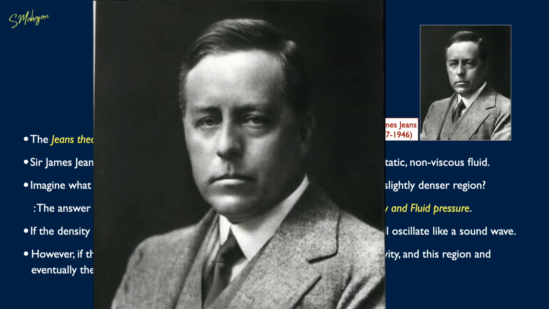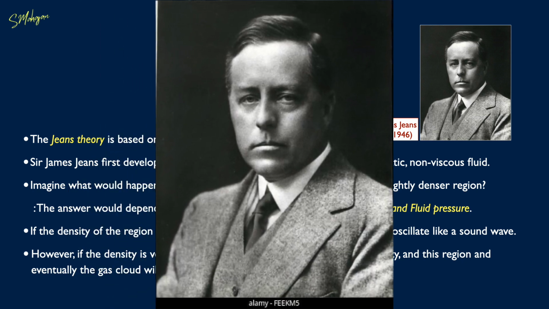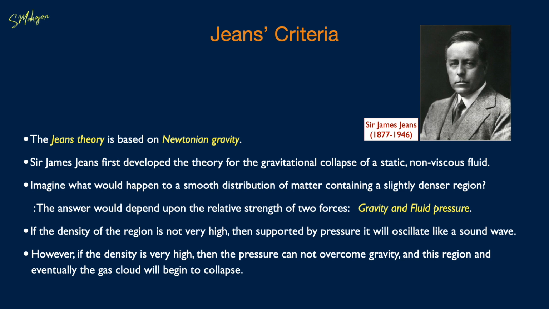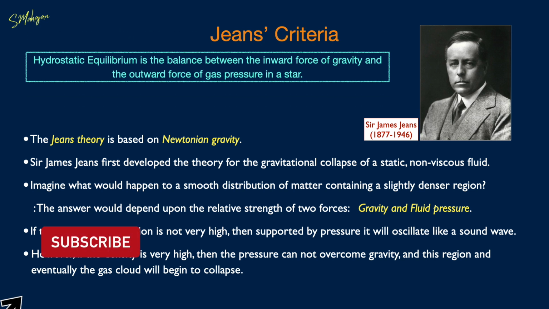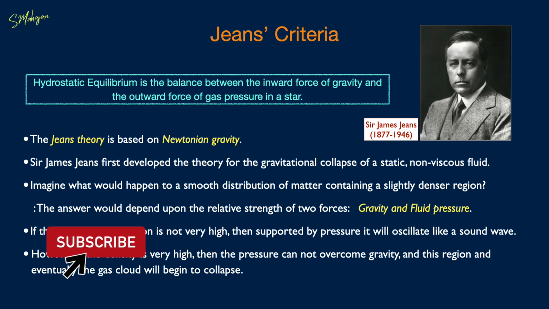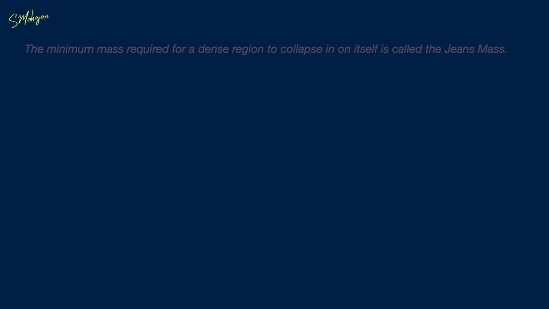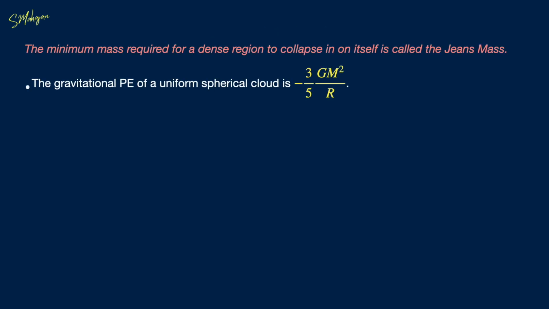This problem was first investigated by Sir James Jeans at the turn of the 20th century. He considered the effects of deviation from hydrostatic equilibrium and further simplified the problem by neglecting the effects of rotation, turbulence, magnetic fields, etc. The Jeans theory is based on Newtonian gravity and, as you'll see shortly, is based on the fundamental ideas of the virial theorem that we discussed in an earlier video, the link to which is provided in the description below.